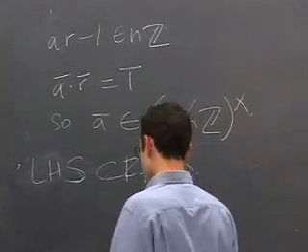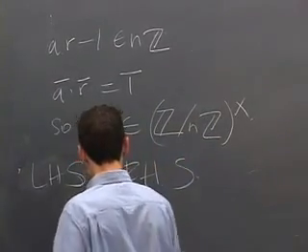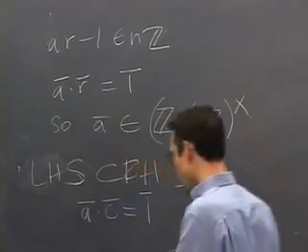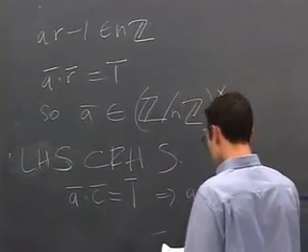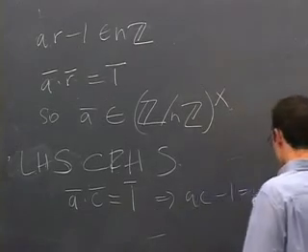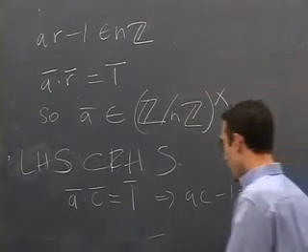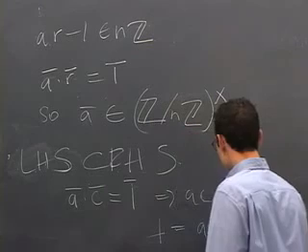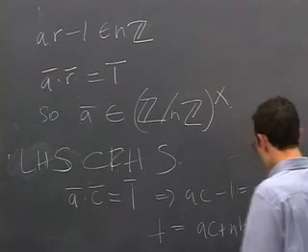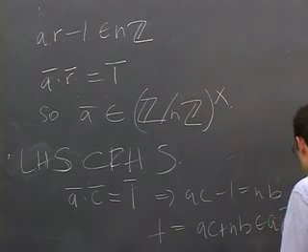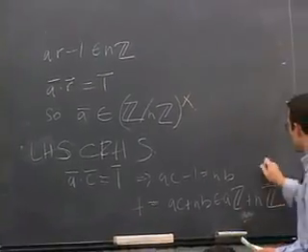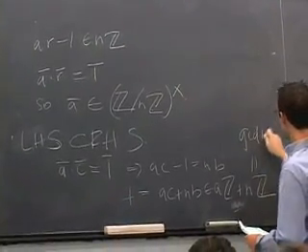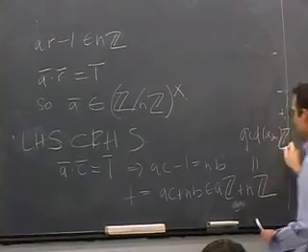Well, do the same sort of thing. If I have A bar times C bar equaling 1 bar, then I can write AC minus 1 equals NB for some integer B. So 1, which is AC plus NB, is in AZ plus NZ. But this thing is just GCD(A, N)Z.